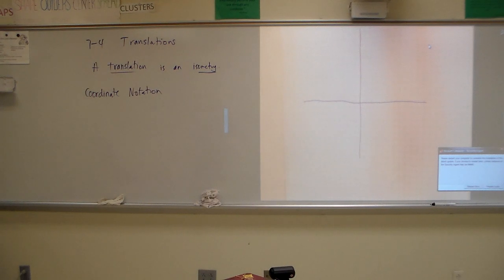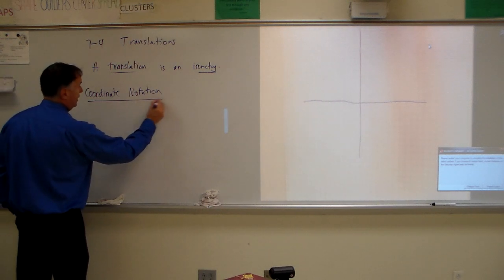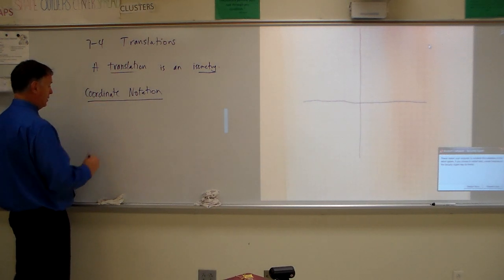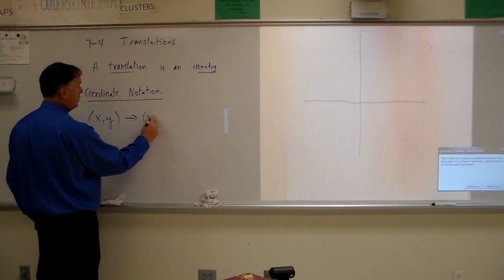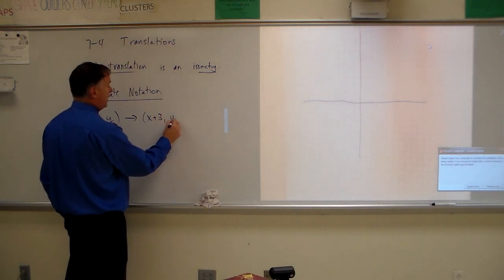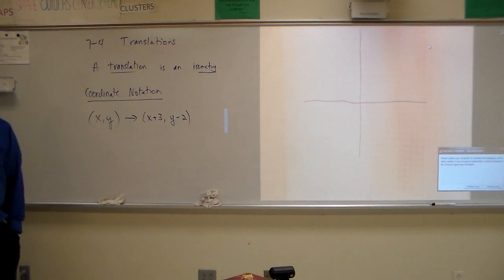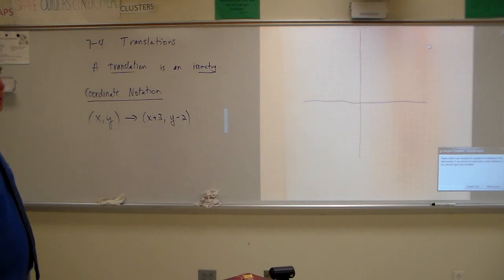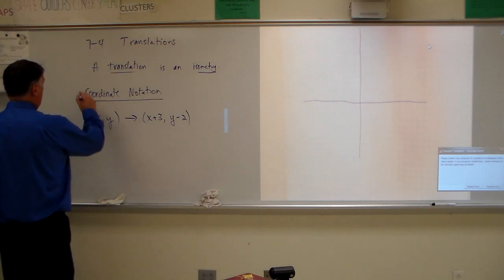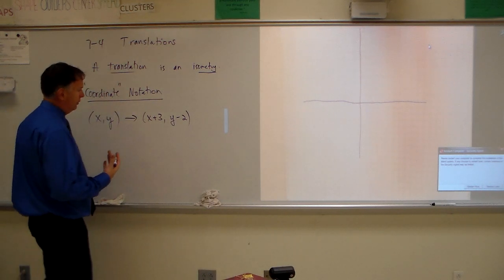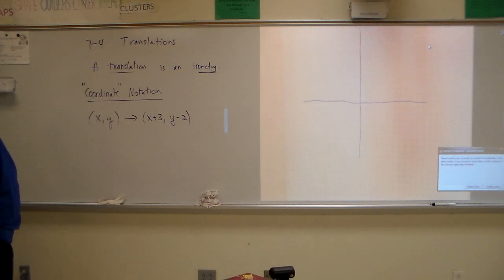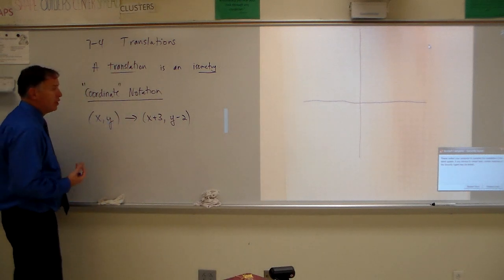So, for instance, if we had this, this is what it would look like. It's like telling you what the rule is. They would say, okay, you take your x and your y, and we're going to add 3 to the x, and we're going to subtract 2 from the y. That is a typical example of something that I call coordinate notation. There's another one we're going to call vector notation. So this is coordinate notation.